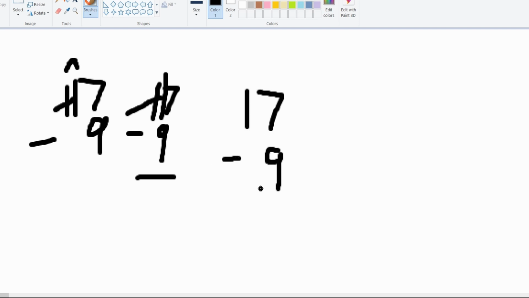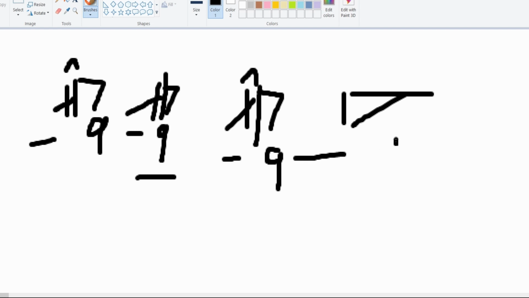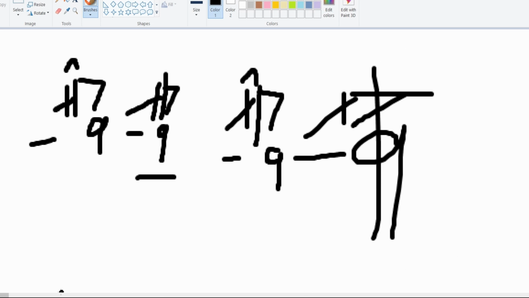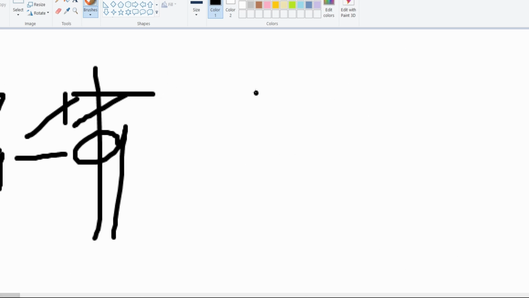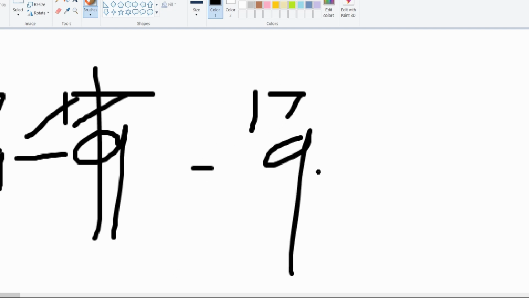So you get 17 minus 9. Now, because the 7 is smaller than 9, you can't just go 7 minus 9. So you gotta cross out this 1 here, canceling it out, and move it in front of the 7. So now you have 17 minus 9 instead of just 7 minus 9.